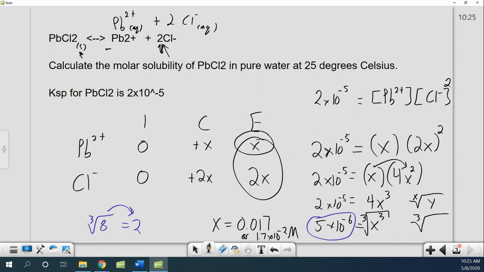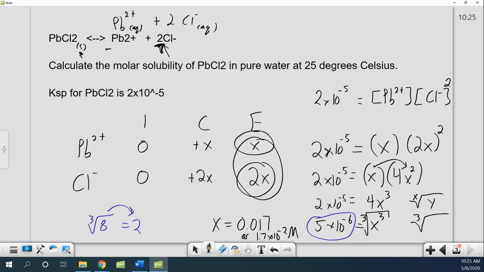If I wanted to find what it would be for chloride, I'd find what this is by multiplying it by 2, but then I'd have to divide it by 2 because of the mole ratio. So multiply by 2, divide by 2, doesn't matter. You basically just have to find what x is, and you should be good to go here. And that's it. That's all we've got for Ksp.